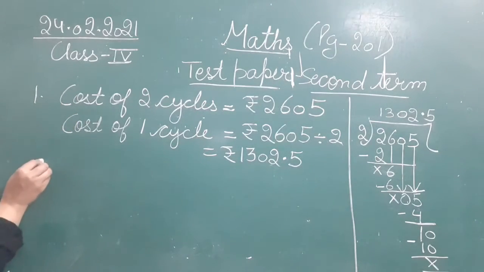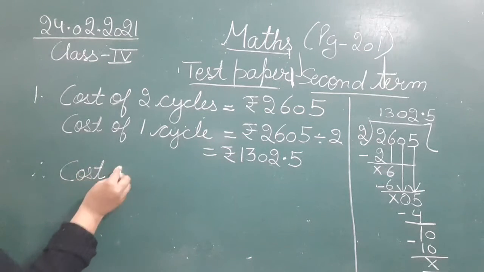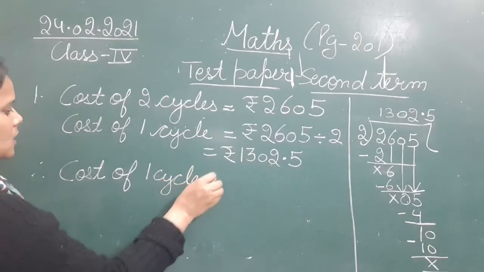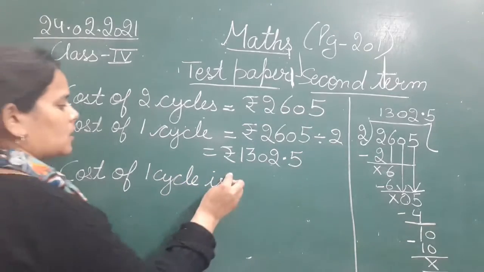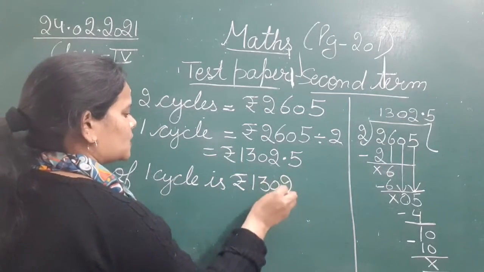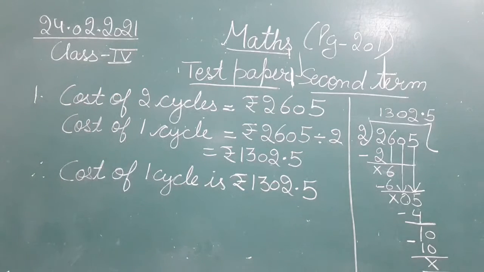So we will write here, therefore, cost of one cycle is 1302 rupees and 50 paise. Cost of one cycle is 1302 rupees and 50 paise. Clear? Chaliye, so this is the solution of the first question here. Let's do the second one.